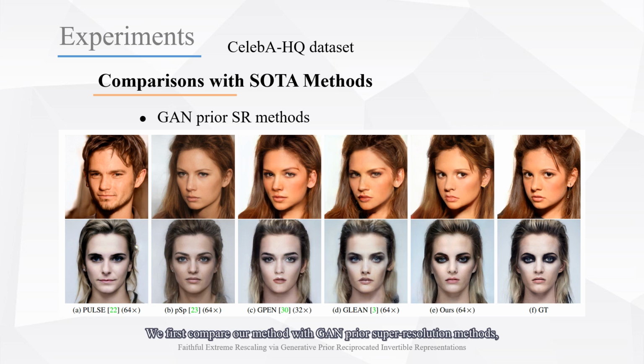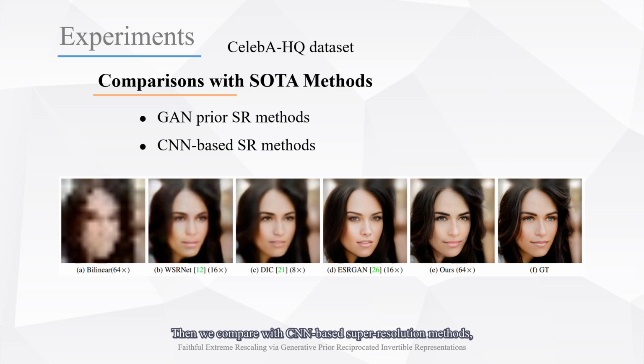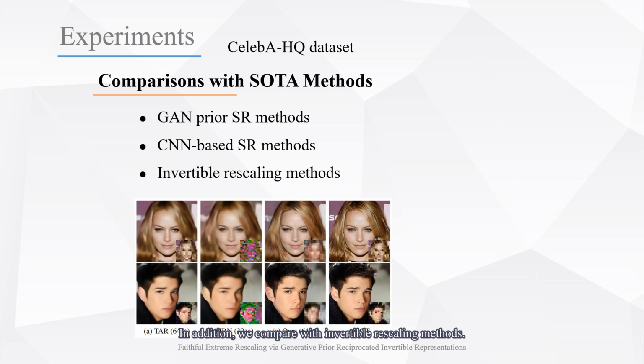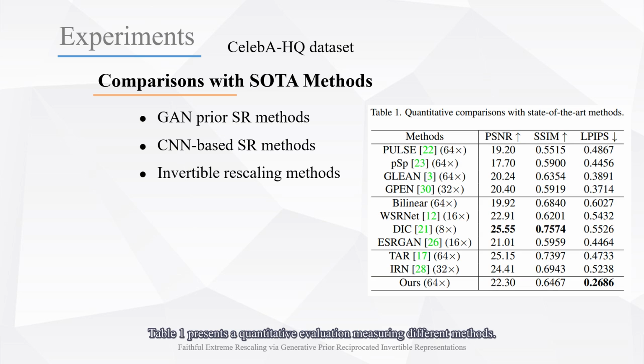We first compare our method with GAN prior super resolution methods, indicating that our method succeeds in both verisimilitude and lifelikeness. Then, we compare with CNN-based super resolution methods, and the results show that we can generate more plausible details. In addition, we compare with invertible rescaling methods. Besides producing realistic high-resolution results, our method is able to output a perceivable low-resolution image. Table 1 presents a quantitative evaluation measuring different methods.